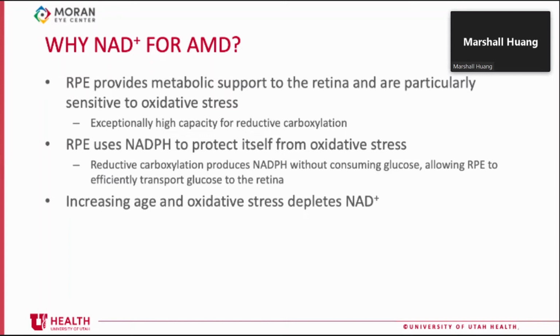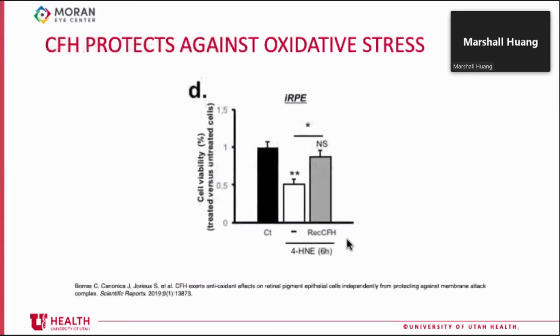In order to protect itself from reactive oxygen species and preserve glucose for transport, the RPE uses high levels of reductive carboxylation to produce NADPH from NAD+. Studies show that increasing age and oxidative stress deplete NAD+. The next question you might ask is, how do we know that oxidative stress is even related to AMD? Many genes have been identified as strong risk factors for the development of AMD. Of those, the most promising and most studied are complement factor H and the ARMS2-HTRA1 loci.